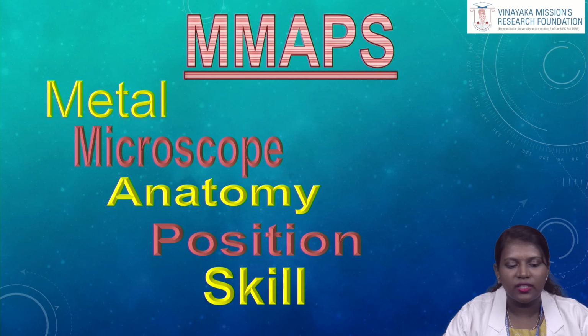These are the main methods to check for instrument removal. The first M stands for metal. We have to check what type of metal was used, whether it is nickel titanium or stainless steel. Next one is microscope, which helps in visualization.